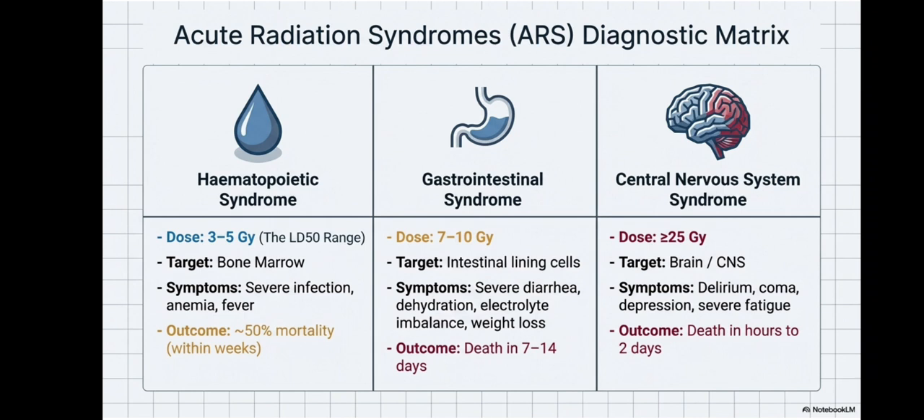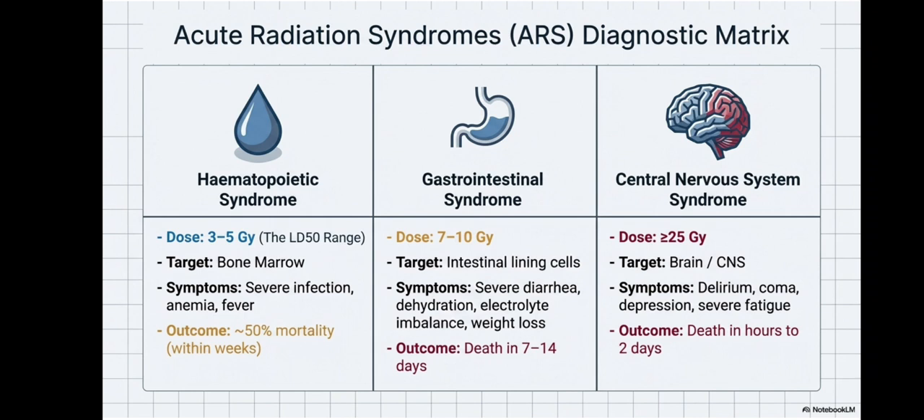Then after 3 to 5 gray, which is the hematopoietic syndrome, we discuss the gastrointestinal syndrome, which occurs at 7 to 10 gray. The intestinal lining cells are targeted and symptoms are severe diarrhea, dehydration, electrolyte imbalance and weight loss, and death within 7 to 14 days.